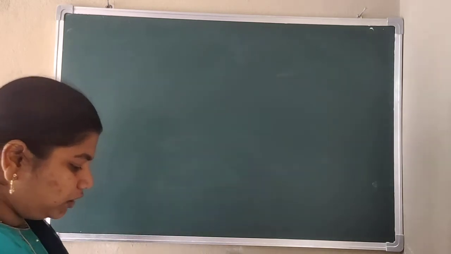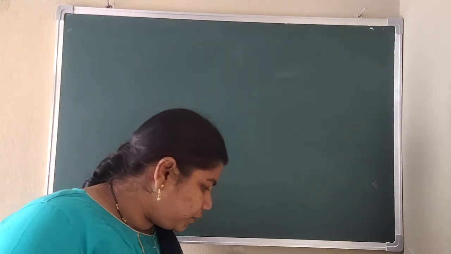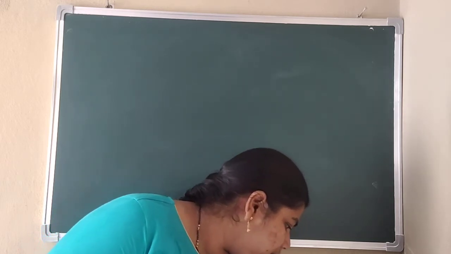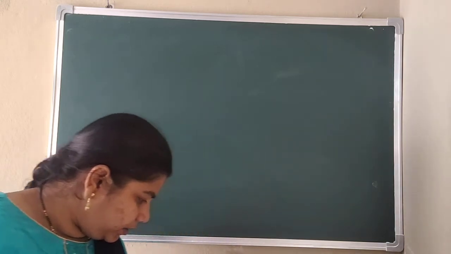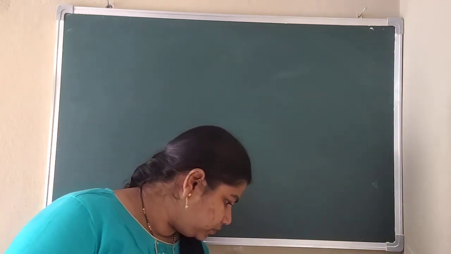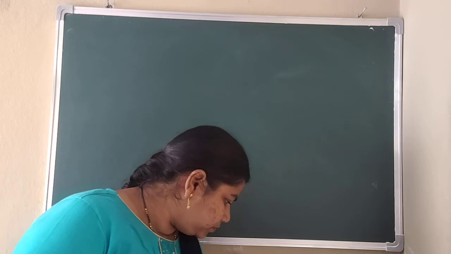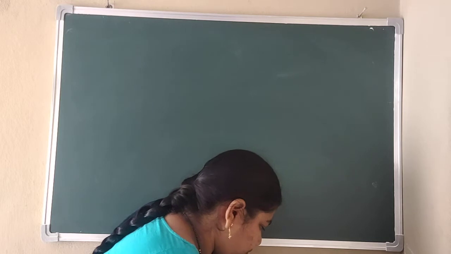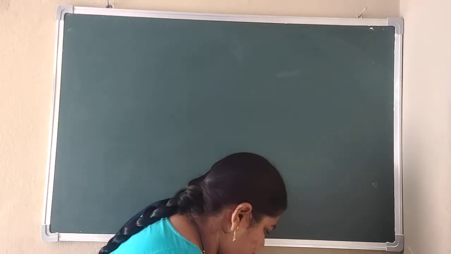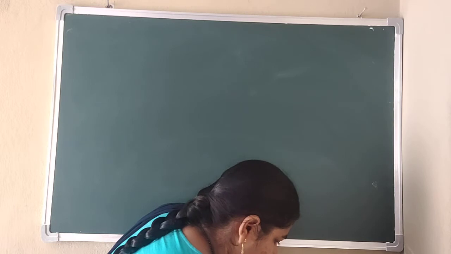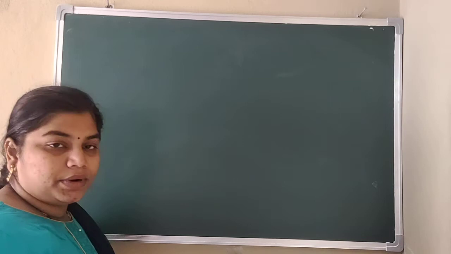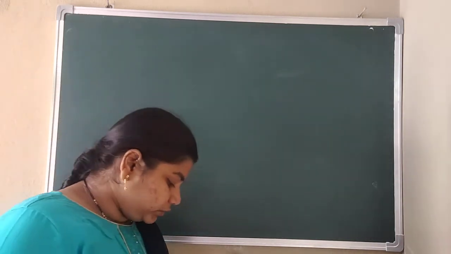Next is, name all the possible line segments in the figure. So we have to see the figure and write all the possible line segments here. So name all the possible line segments in the figure. We have to denote what the line segments are in this.